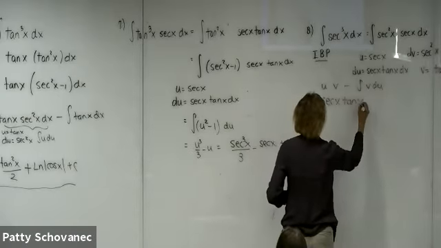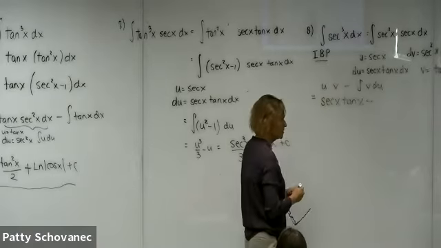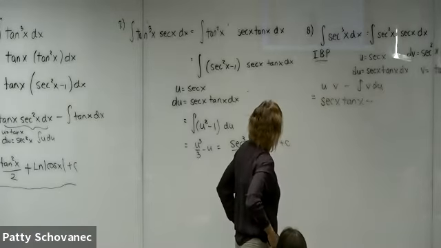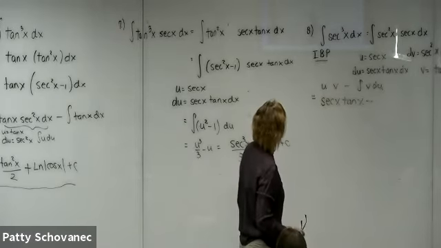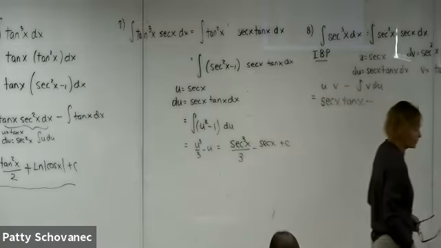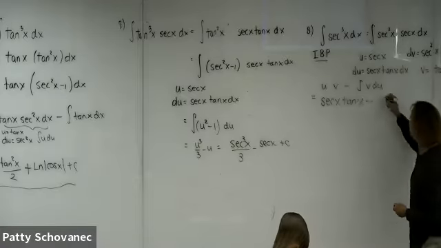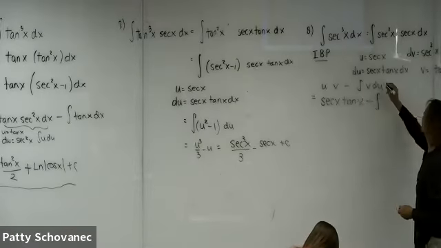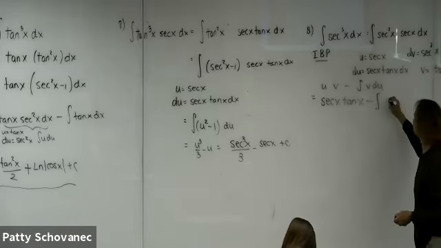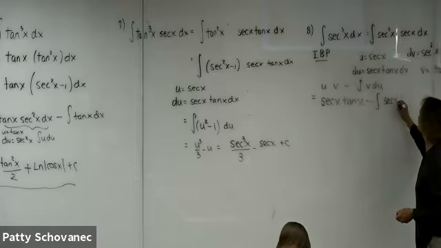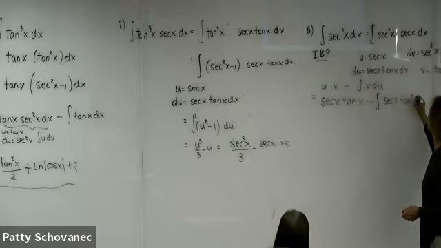I think I missed a sign. Minus the integral of v du. V du is secant tan squared. V du is secant of x tan squared of x.